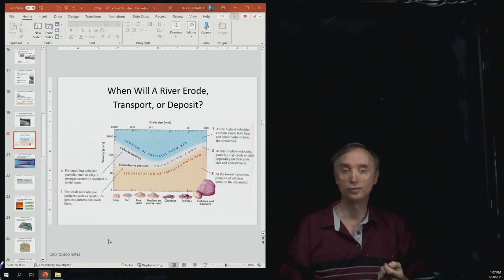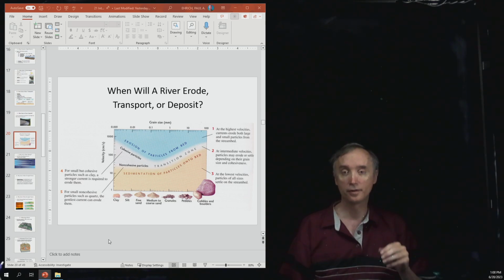Okay, then you notice that it's separated into three different regions, three different colors, which represent when is the river going to transport material, when is the river going to erode material, and then when is the river going to deposit material. And so again, it depends on the speed of the river.